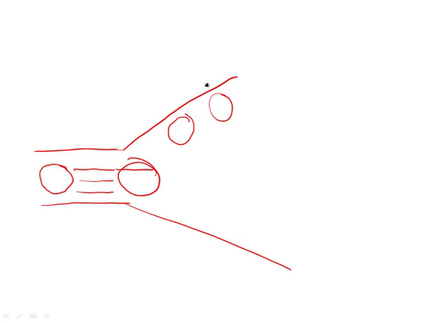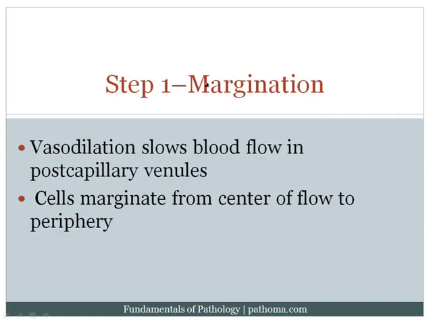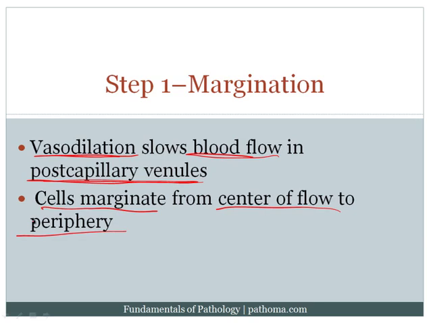So let's go back and look at step one, margination, with that in the back of our mind. What do I say about step one? Step one, margination. Vasodilation slows the blood flow. Where? Post-capillary venule. Again, very high yield, but the neutrophils are going to come in the same place that the fluid comes from, which is the post-capillary venule. Now, because we get that vasodilation, the cells are going to marginate from the center of the flow to the periphery, and that's basically what I was trying to say here in your text.